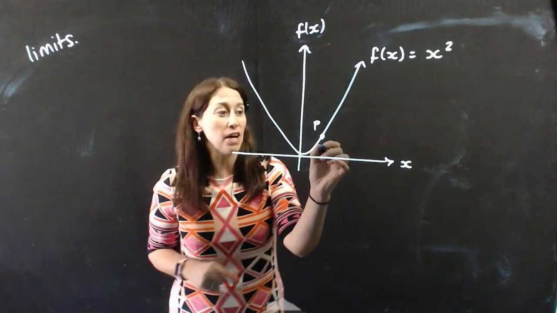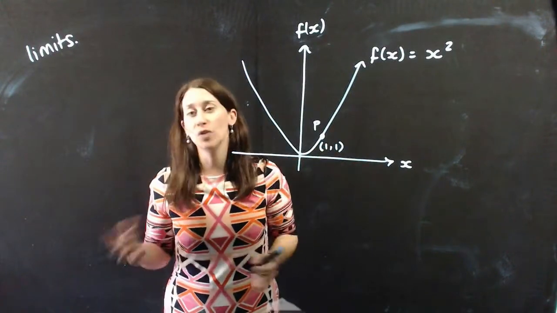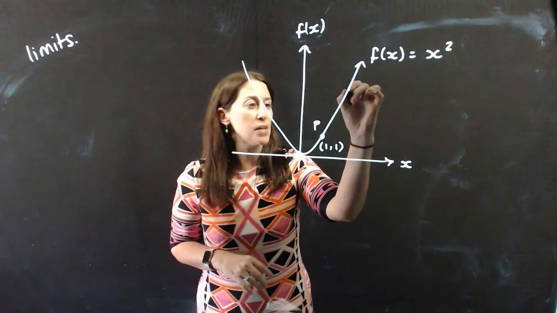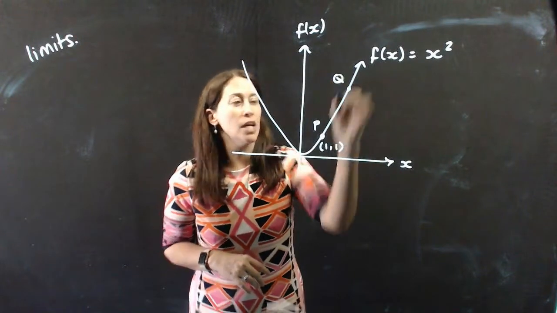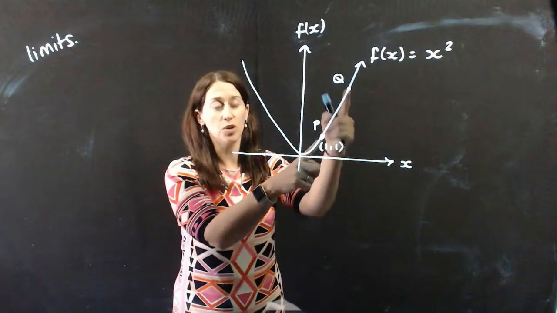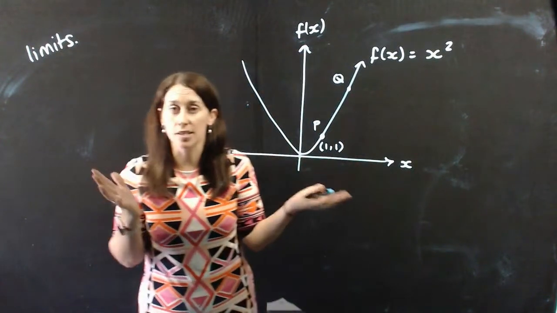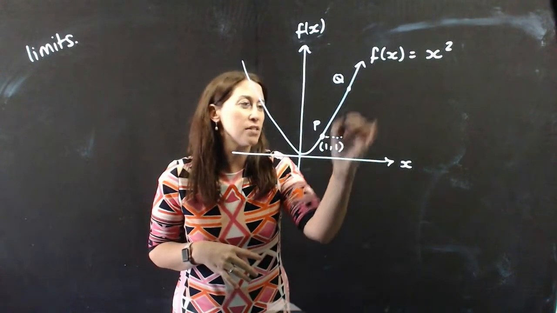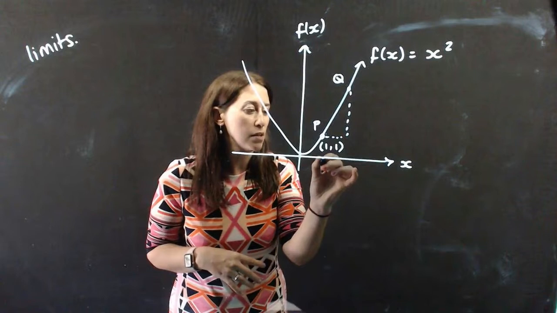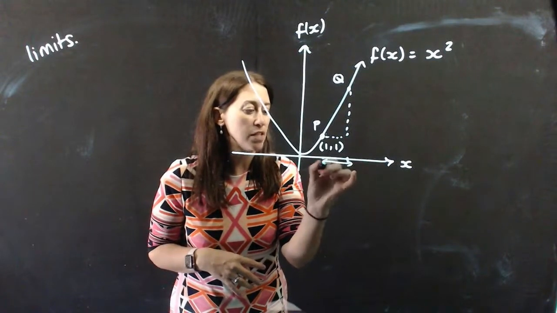Let's give it an actual value. Let's call it (1, 1), because we know that when x is 1, y is 1, because 1 squared is 1. Now let's pick another coordinate, Q. This time, the distance in the x direction between points P and Q is some distance. Let's call that distance h. So that distance across there is our distance h.